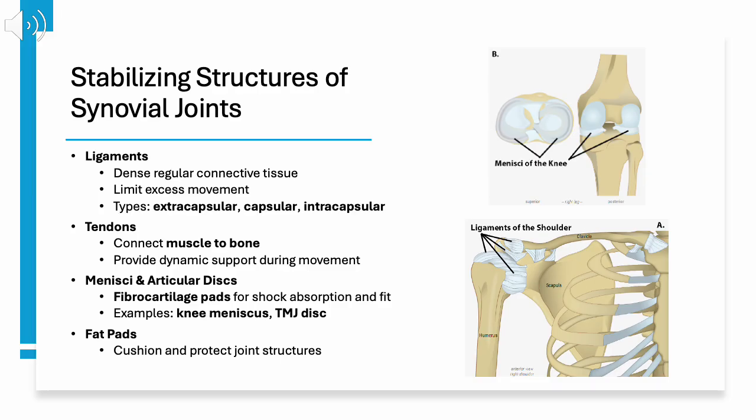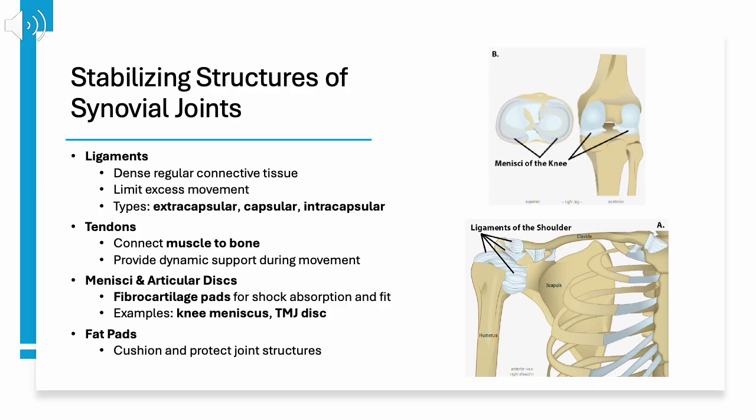Ligaments can be extracapsular, located outside the joint capsule. Capsular, thickened parts of the capsule itself. Intercapsular, found inside the joint capsule, like the ACL in the knee.